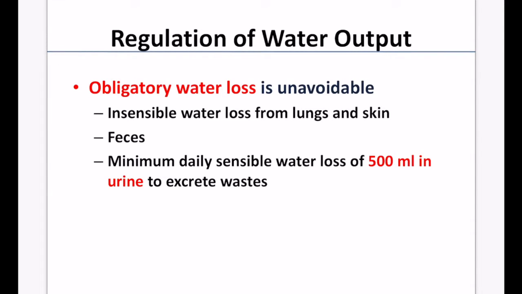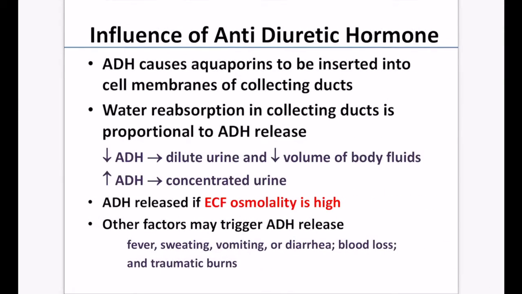Moving on to the regulation of the water output. We have mandatory water losses. Unavoidable is going to be in the form of insensible water loss through the lungs and skin. Also, we have an obligatory water loss with the feces, and at least we're going to be producing 500 milliliters, or half a liter, of urine per day, just to ensure the excretion of the different wastes, including the nitrogenous wastes.